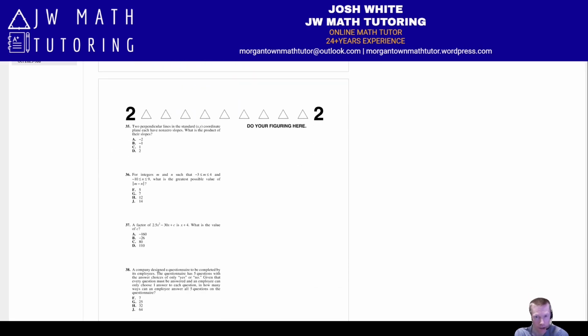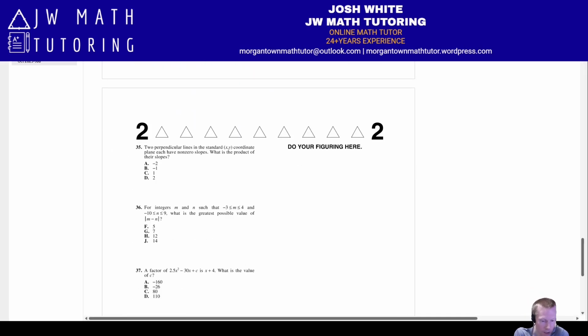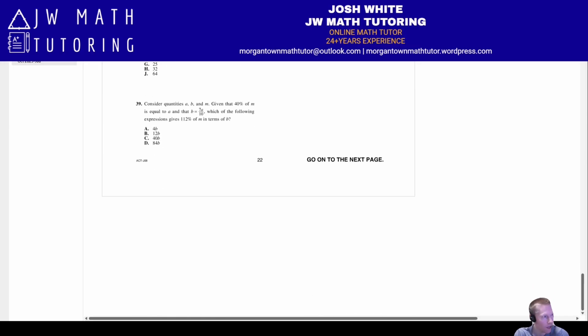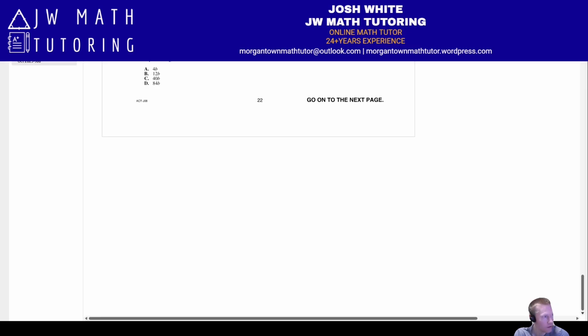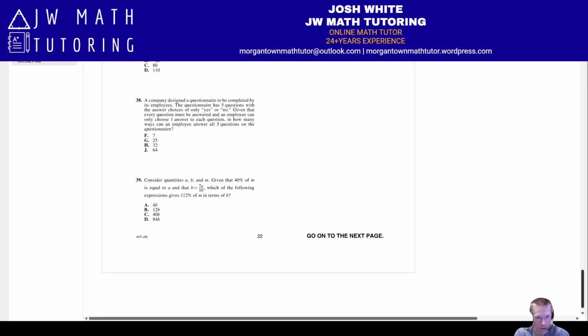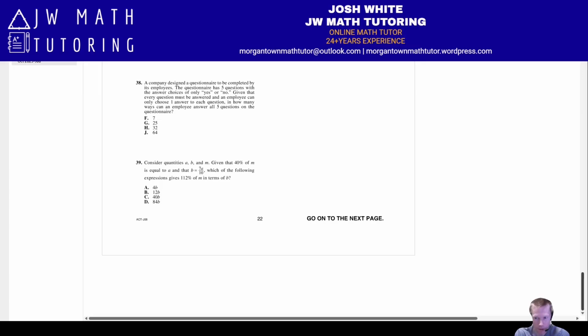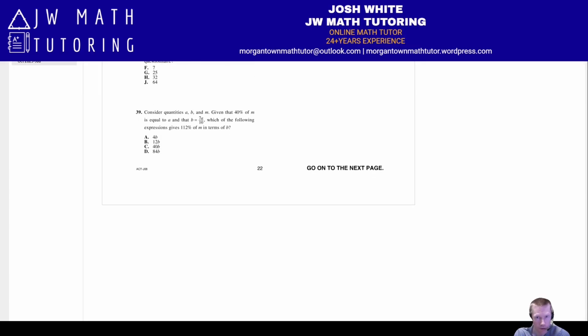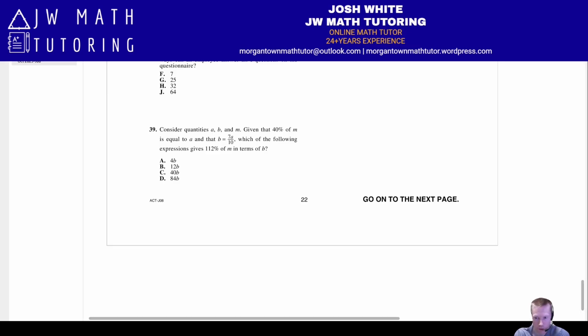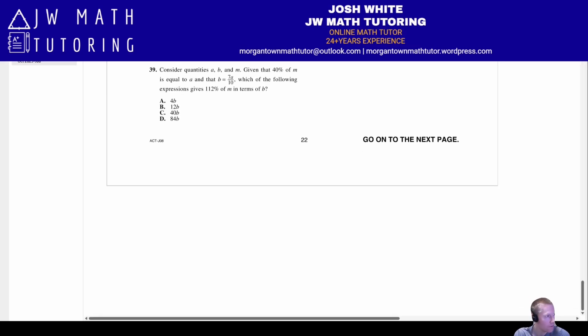All right, let me go back and look at the last problem now. Here we go, 39 at the bottom of the page. So this is a percentage problem. Let's zoom in so this one's a little bit larger. There are multiple ways you could do this. First, you could do it by hand, which I'm going to show you. Then second, I'll show you how to do it in Desmos. And third, you could also do it by picking numbers, which is essentially what the Desmos version is doing.